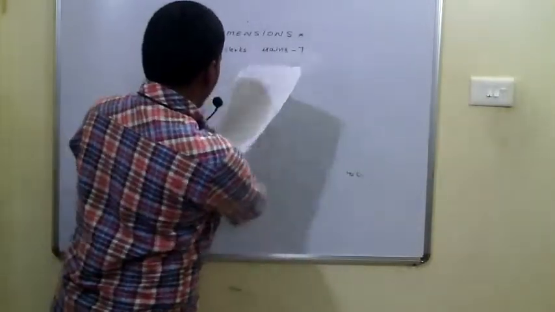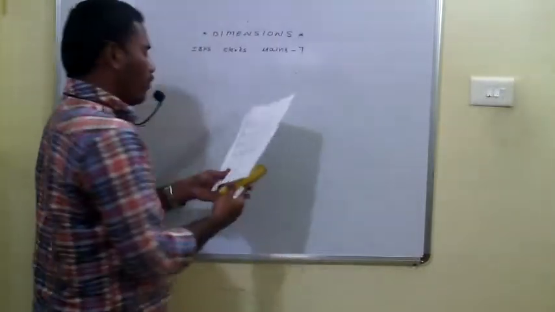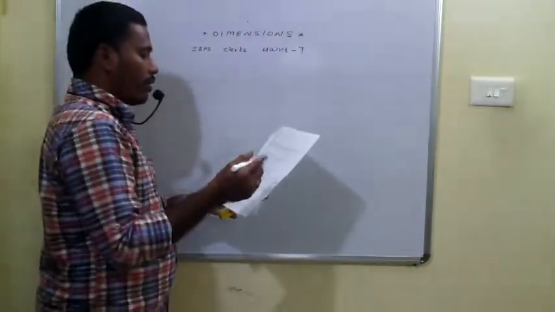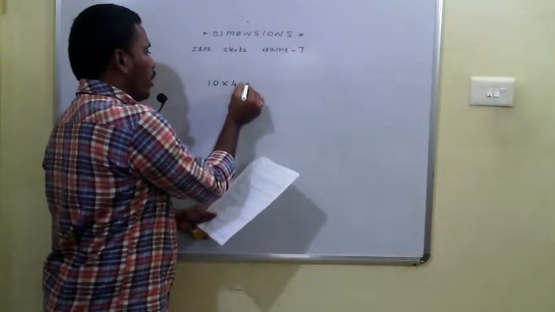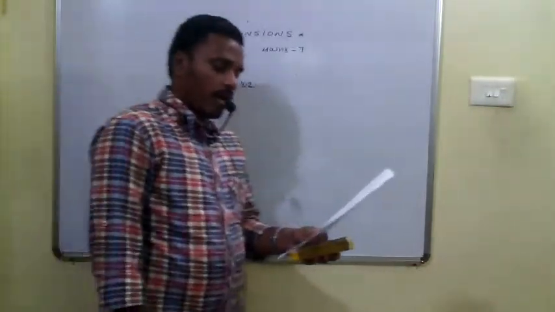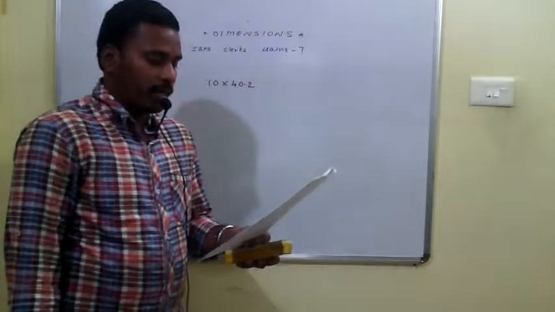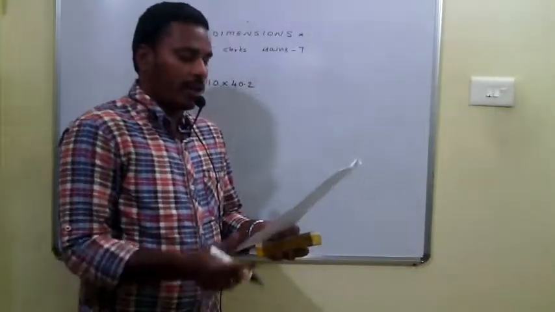Okay, that was the 64th. Coming to the 65th one, the average of 10 numbers is 40.2. Since the average of 10 numbers is 40.2, the sum of those 10 numbers is 10 into 40.2. Later it is found that two numbers have been wrongly added. The first is 18 greater than the actual number.